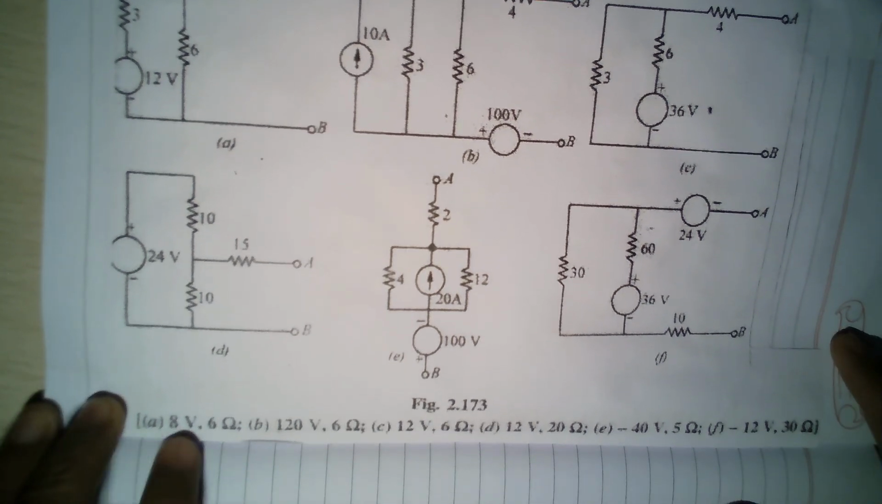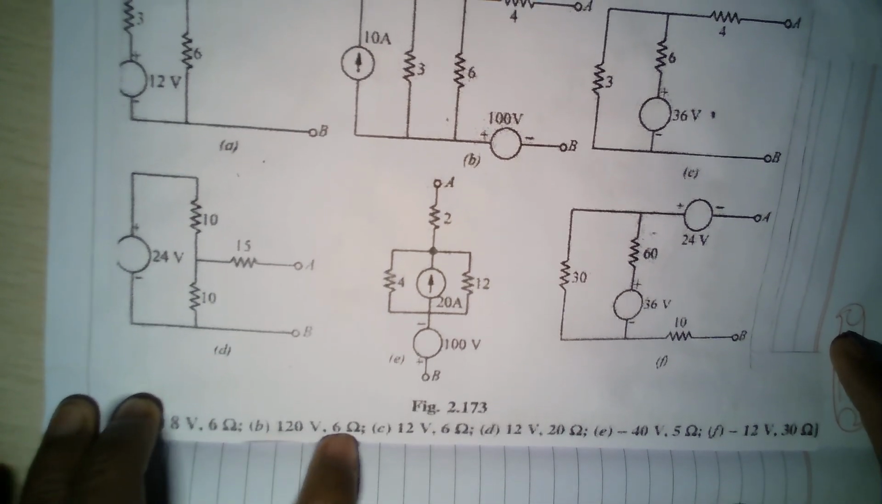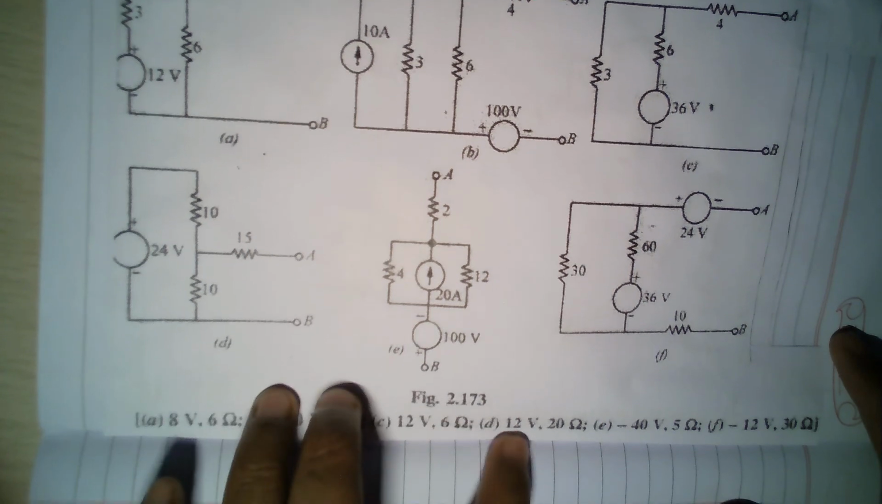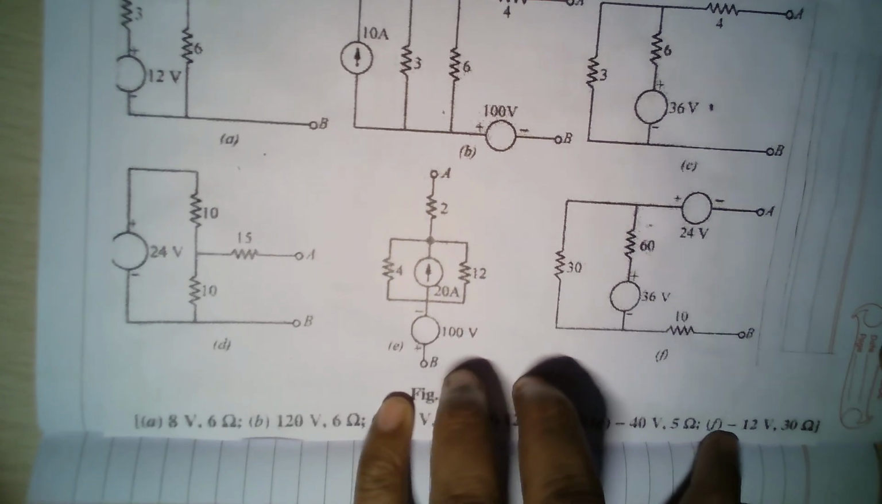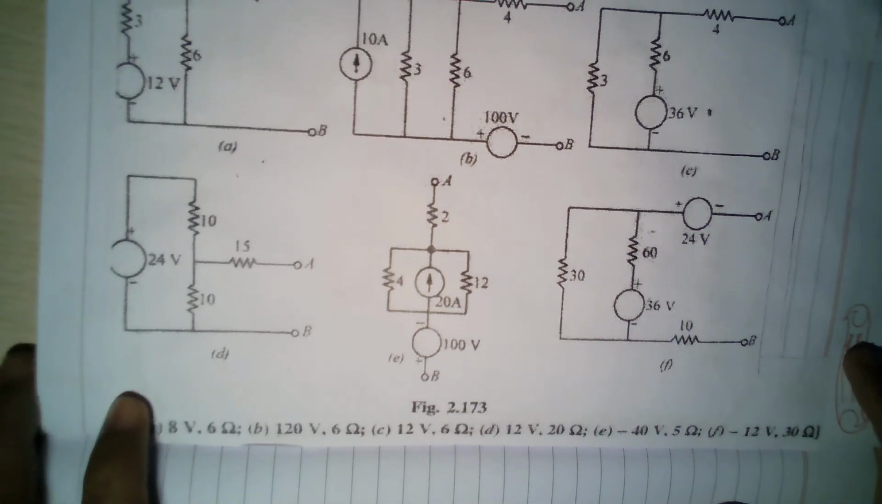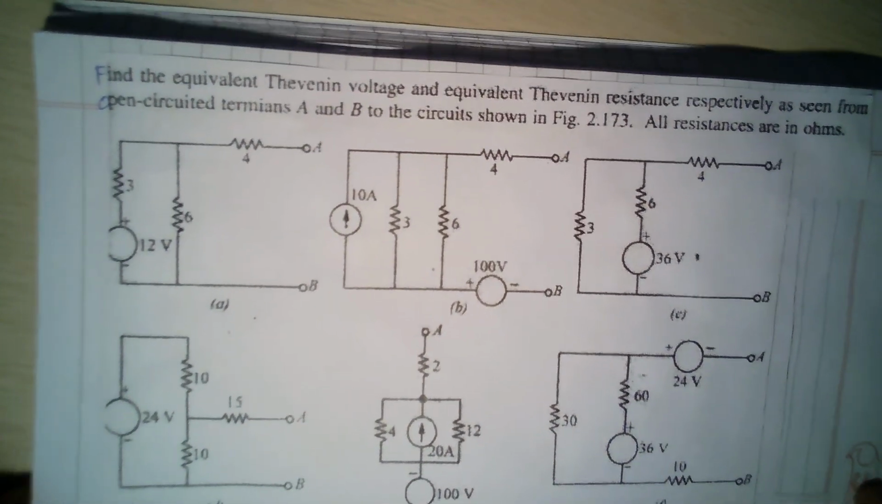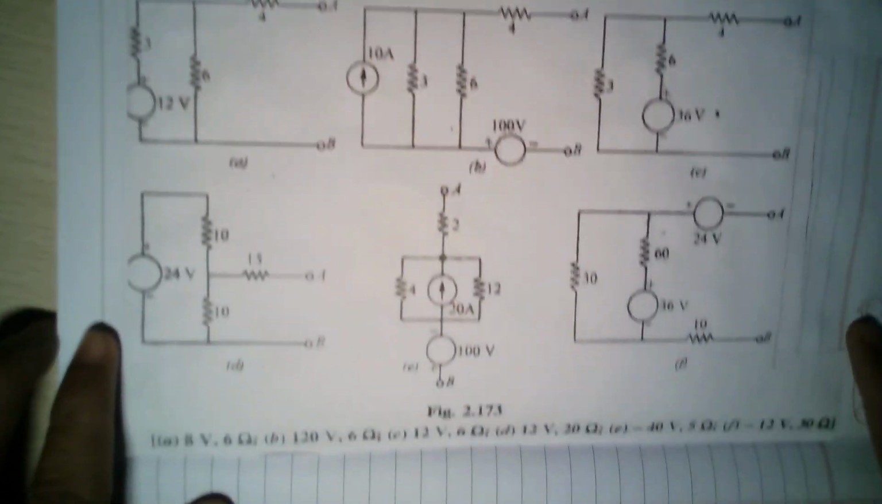The answer to the first one is 8 volt 6 ohms, then 120 volt 6 ohms, then 12 volt 6 ohms. The fourth one, D, is 12 volts 20 ohms, then minus 40 volts and 5 ohms, and minus 12 volts and 30 ohms.